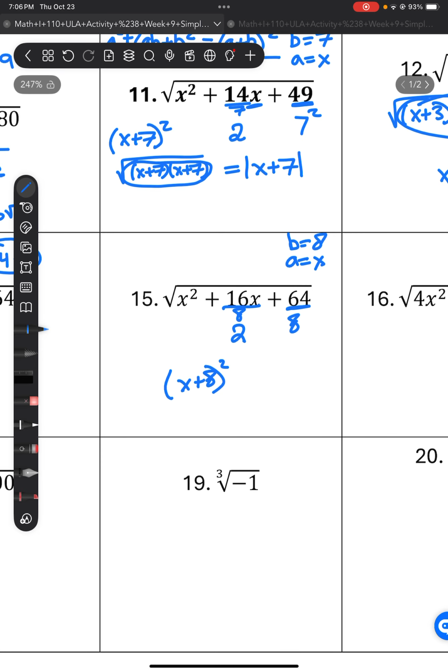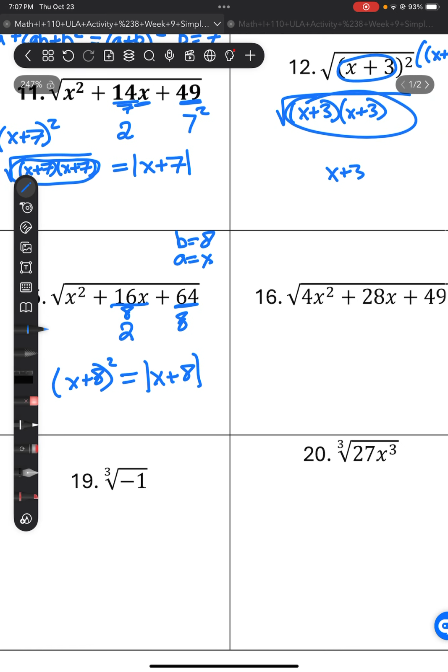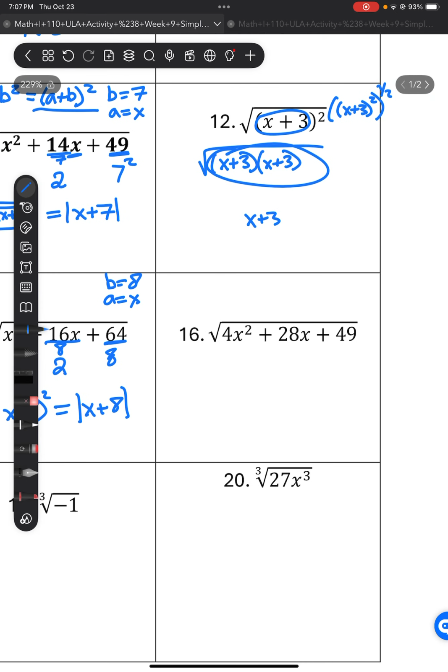Similar to the one before, when we put that under the radical, we're going to realize there's a pair of x plus 8. So that's where we're going to get our x plus 8. And remember, we've got to put our absolute values.